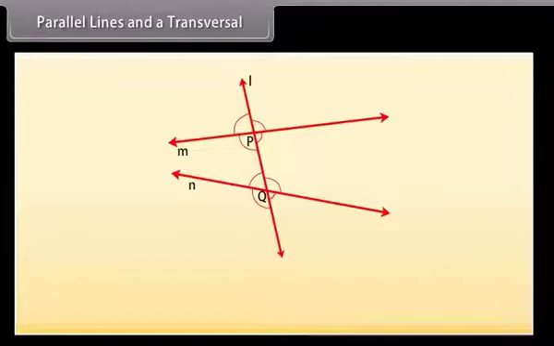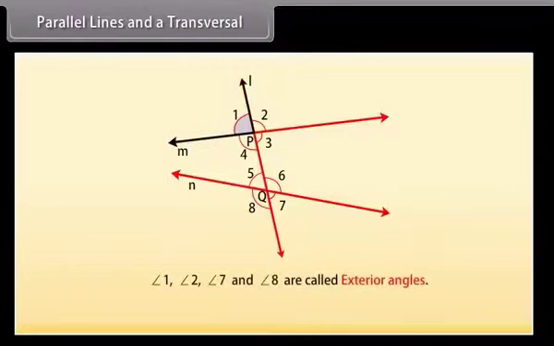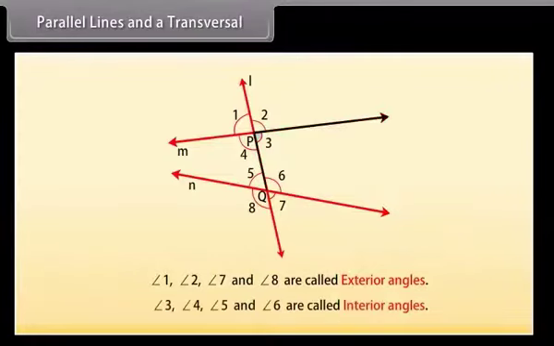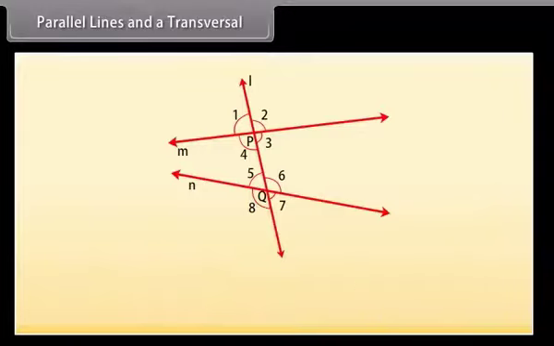Let us name these angles as angle 1, angle 2, angle 3, angle 4, angle 5, angle 6, angle 7 and angle 8. Angle 1, angle 2, angle 7 and angle 8 are called exterior angles, while angle 3, angle 4, angle 5 and angle 6 are called interior angles. We have also studied that when a transversal intersects two lines, we get some pairs of angles. Let's go through them one by one.